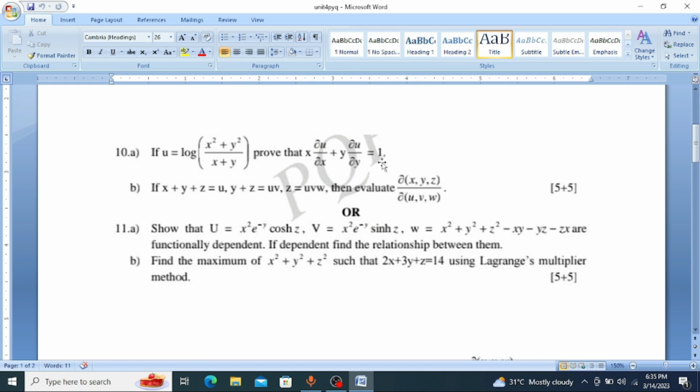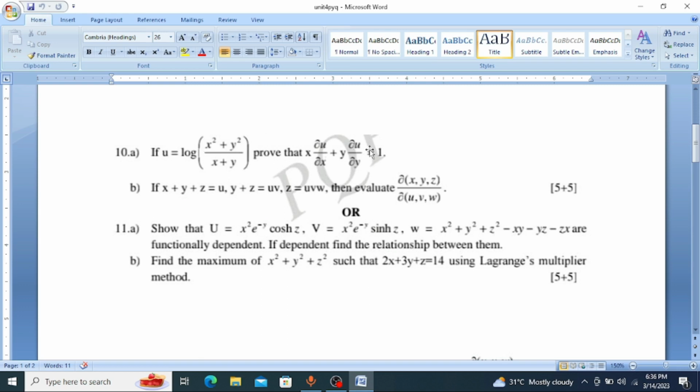So by Euler's theorem, just find out whether it is a homogeneous function or not, and by that you will get the degree of the function f of x comma y, that is u. Then by Euler's theorem we have the formula x into ∂u/∂x plus y into ∂u/∂y is equal to n into u, where n is the degree of the function.